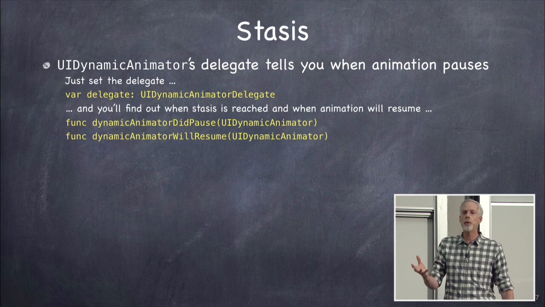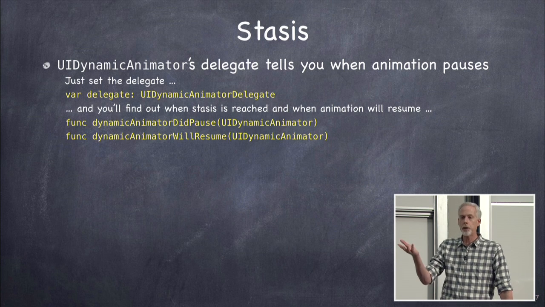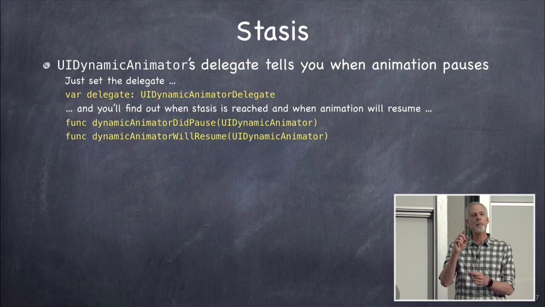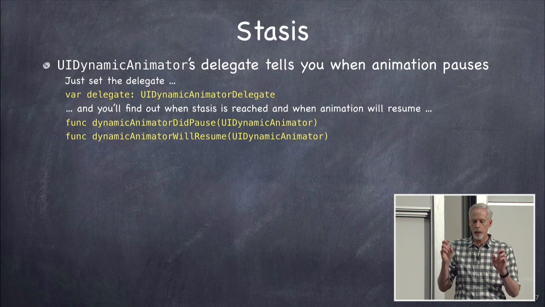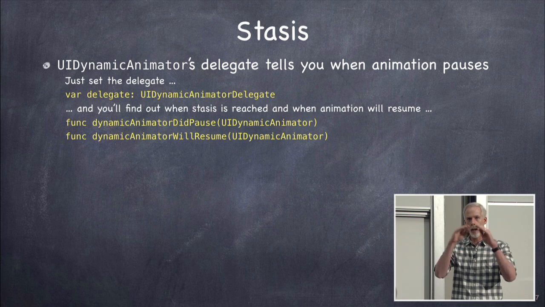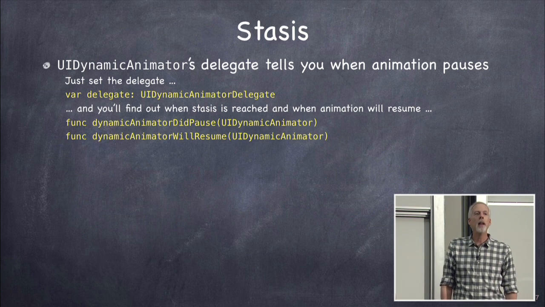Now, you don't always reach stasis. In our little asteroid space game, it's never going to reach stasis because the asteroids are always flying by, constant asteroid activity. But in the flip up from the bottom, it does reach stasis. So if you want to find out when it reaches stasis, you just set yourself as the UI dynamic animator's delegate, that top level animating controller thing, and it'll tell you.